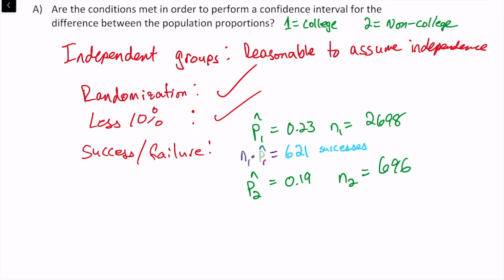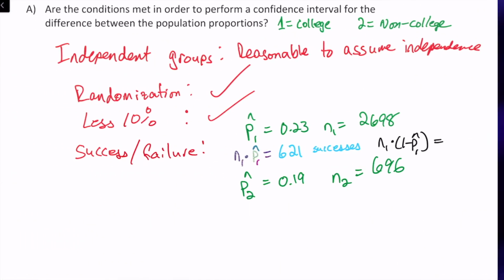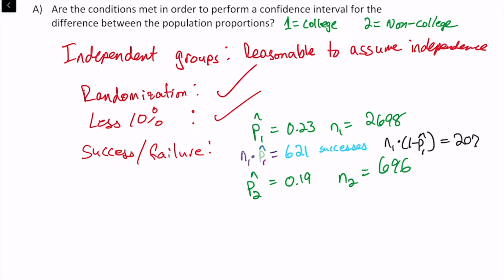We're also going to check the number of failures, which would be N1 times 1 minus P1 hat. So that will be 2698 times parentheses 1 minus 0.23. And this is the number of failures, which is 2077.4. Let's just round up, 2078. So both of those are greater than 10.